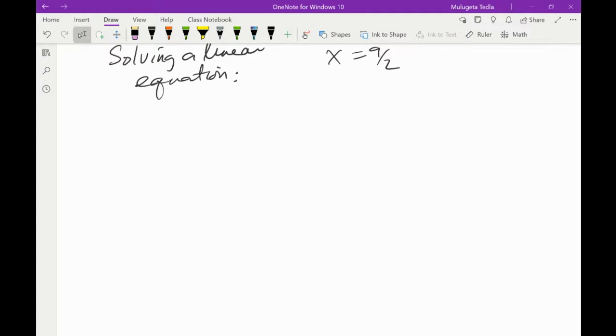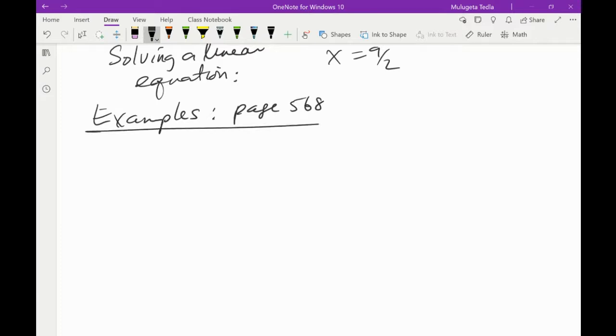All right. So examples would follow from the textbook. We're going to solve some questions from the textbook. The questions are found on page 568. So the first question I want to do is number 6.